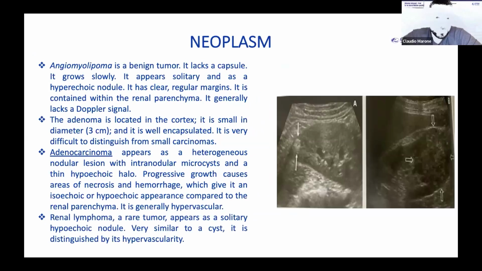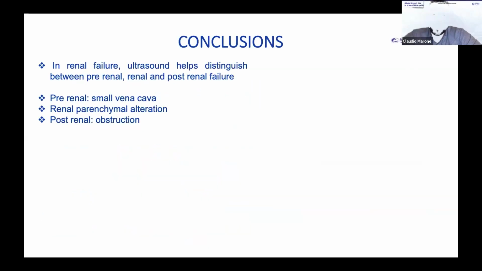Just a few things about the two more frequent neoplasms of the kidney. The angiomyolipoma, on the left, is a really frequent benign tumor with a capsule that grows slowly. It appears solitary as a hyperechoic nodule with clear regular margins, and it generally lacks a Doppler signature. On the right, adenocarcinoma appears as a heterogeneous nodular lesion with intranodular microcysts and a thin hypoechoic halo.